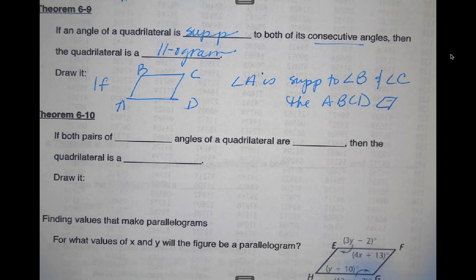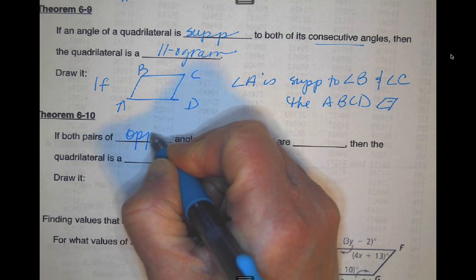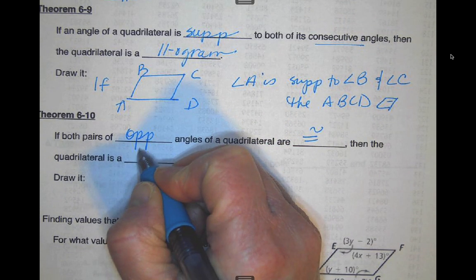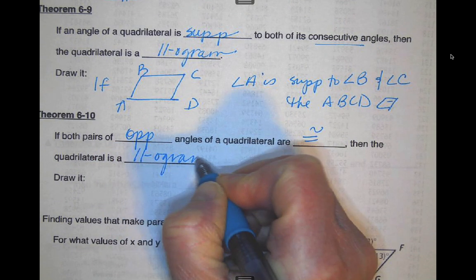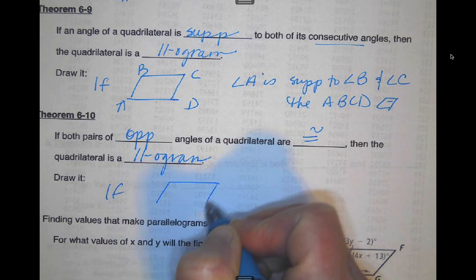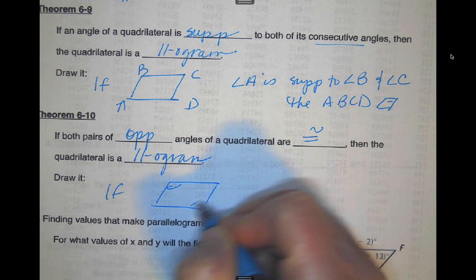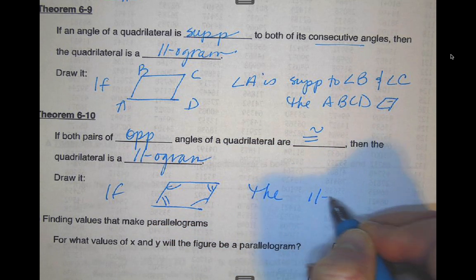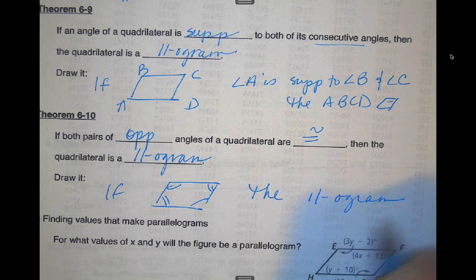Theorem 6-10 says if both pairs of opposite angles of a quadrilateral are congruent, then the quadrilateral is a parallelogram. So this one's saying if this is congruent to this, then it's a parallelogram.